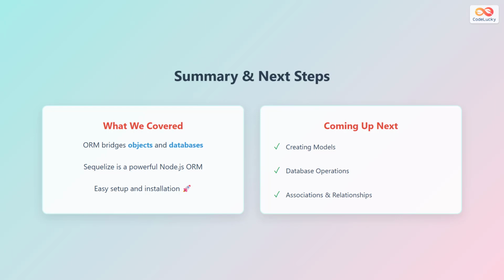In summary, an ORM bridges objects and databases, and Sequelize is a powerful Node.js ORM that simplifies database interactions. We've covered the easy setup and installation process. Next, we will be creating models, performing database operations, and exploring associations and relationships.